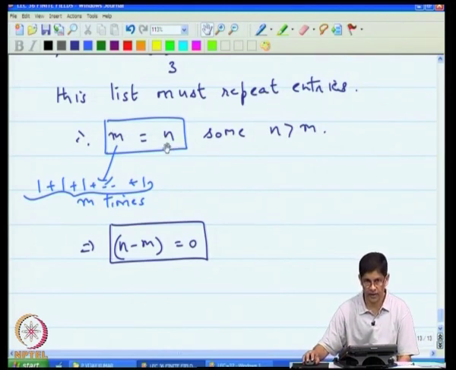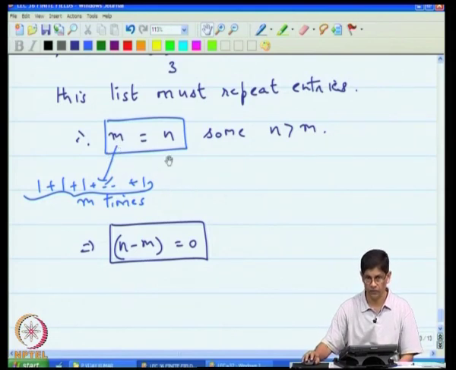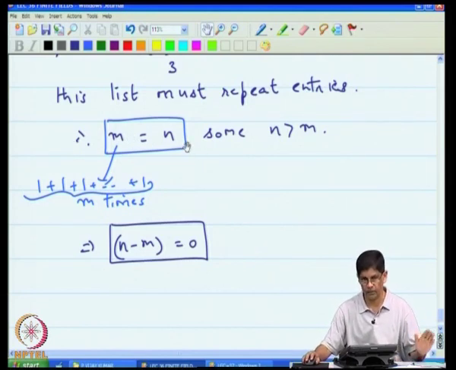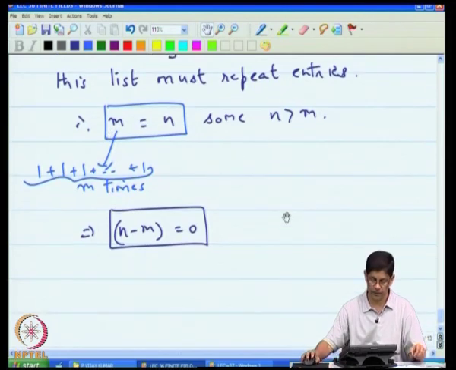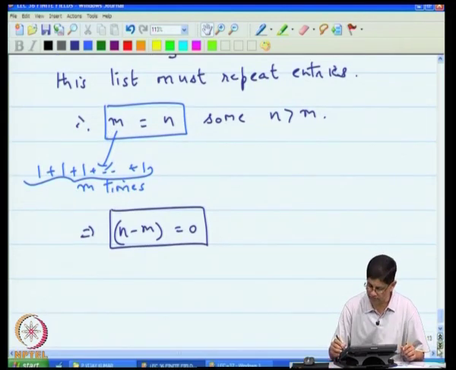Here you are adding 7 ones and here you are adding 5 ones. So, the difference between the two is 2 ones. So, if 5 ones is equal to 7 ones, then I can cancel 5 of the ones by adding minus 1 five times to the left and to the right, and I am left with the fact that 2 ones is equal to 0, or 2 is equal to 0. Okay. So, that means that n minus m is equal to 0.